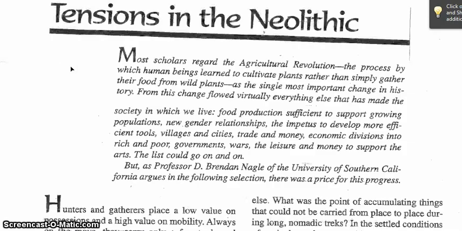Most scholars regard the agricultural revolution, the process by which human beings learned to cultivate plants rather than simply gather their food from wild plants, as the single most important change in history. From this change flowed virtually everything else that has made the society in which we live: food production sufficient to support growing populations, new gender relationships, the impetus to develop more efficient tools, villages and cities, trade and money, economic divisions into rich and poor, government, wars, the leisure and money to support the arts. The list could go on and on. But as Professor D. Brendan Nagel of the University of Southern California argues in the following selection, there was a price for this progress.